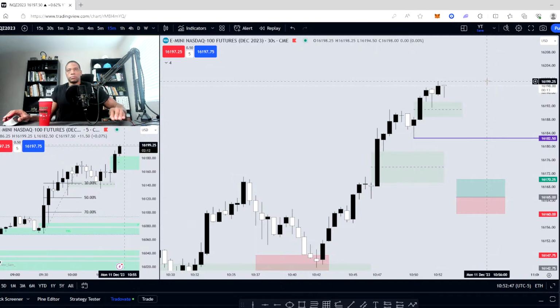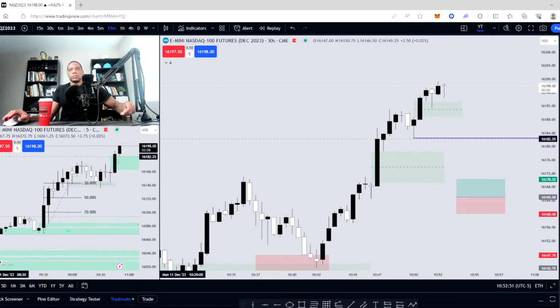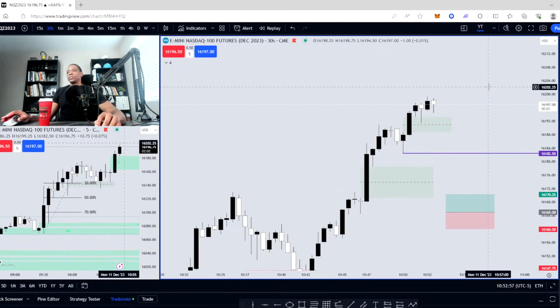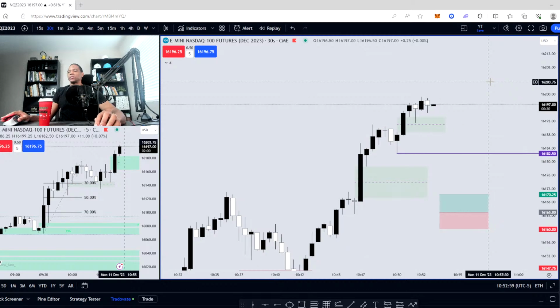Okay, so the high from November 29th is at 16,210. We're about 10 points away. If we do reach that, yes, we can expect the price to retrace, and it's likely to retrace past the order block and into the next fair value gap.